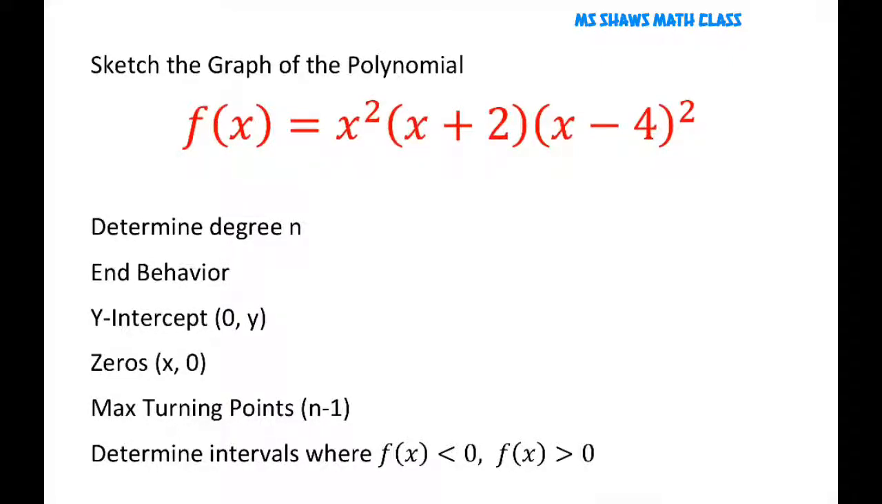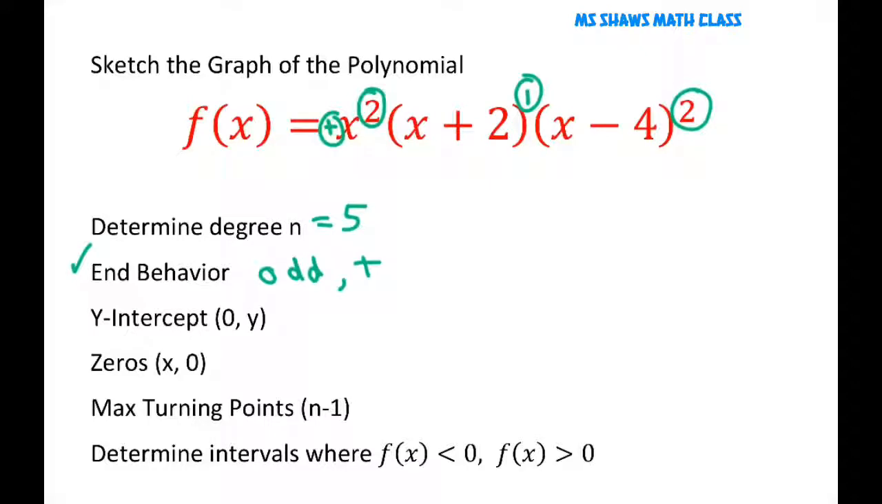Hi everyone, we're going to sketch a graph of this polynomial, and we have f of x equals x squared times x plus 2 to the first power times x minus 4 to the second power. Now if you add these up, we can get the degree. So we're going to add up our multiplicities here, and that equals 5. Alright, that's an odd number, and our lead coefficient is positive. We'll get back to this in just a minute.